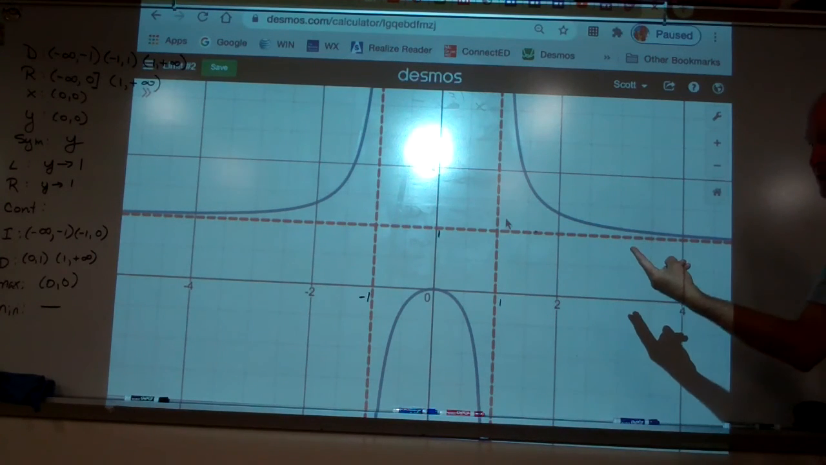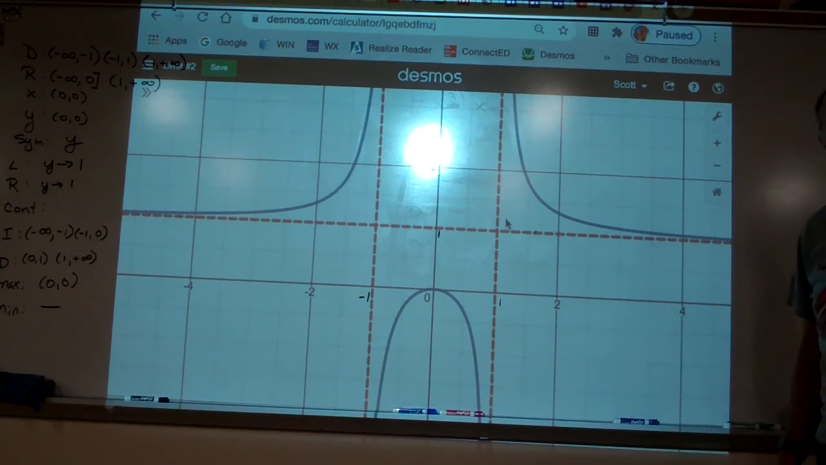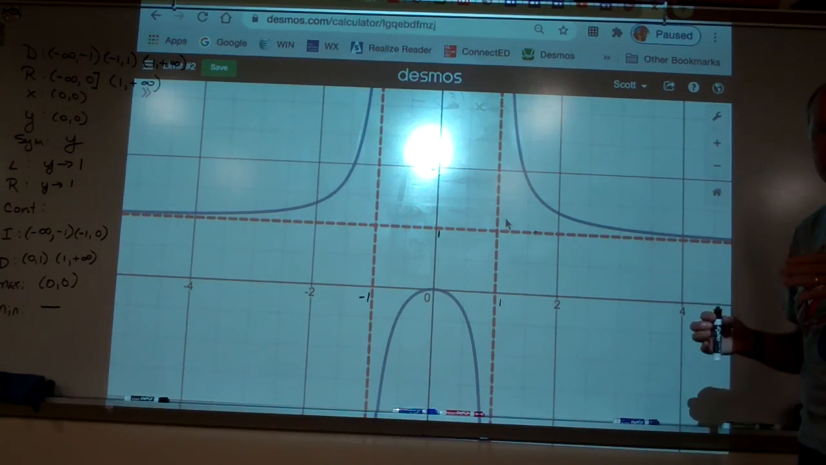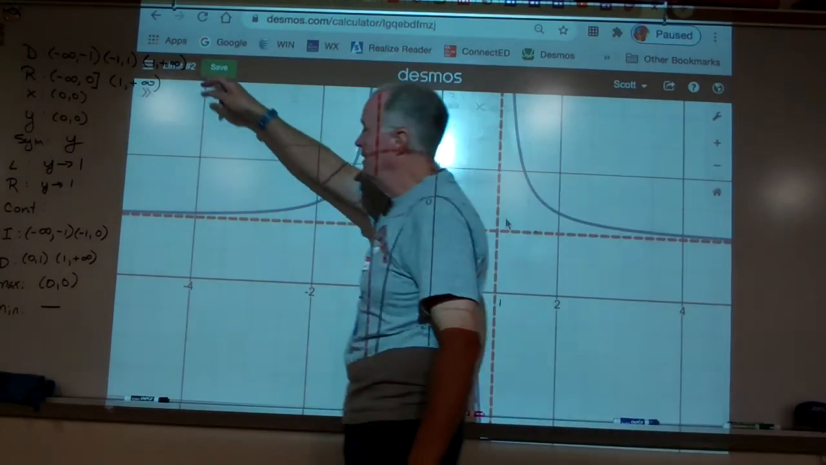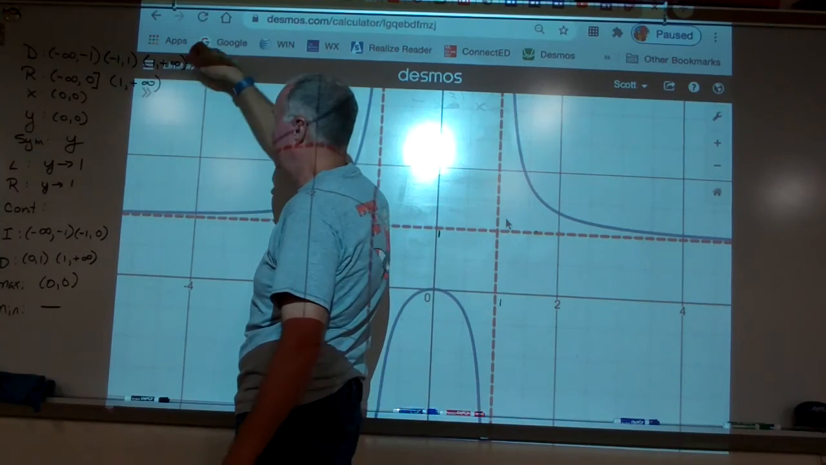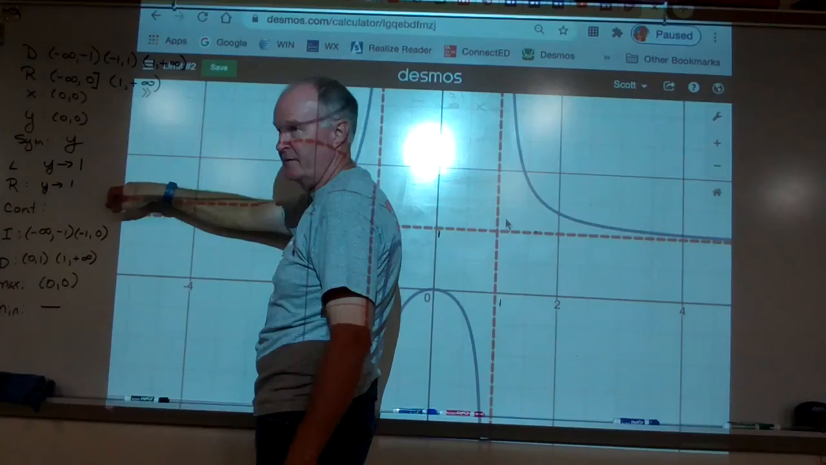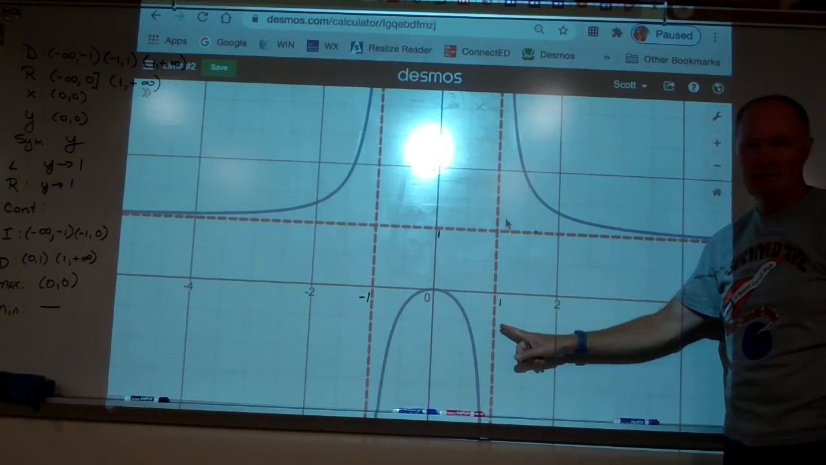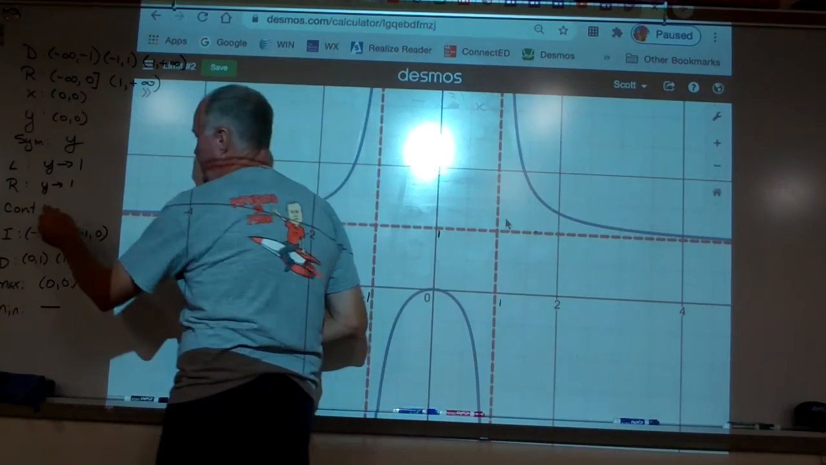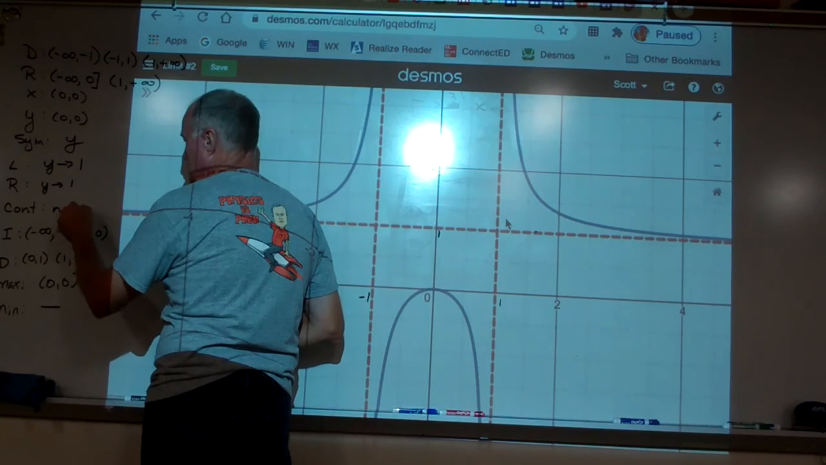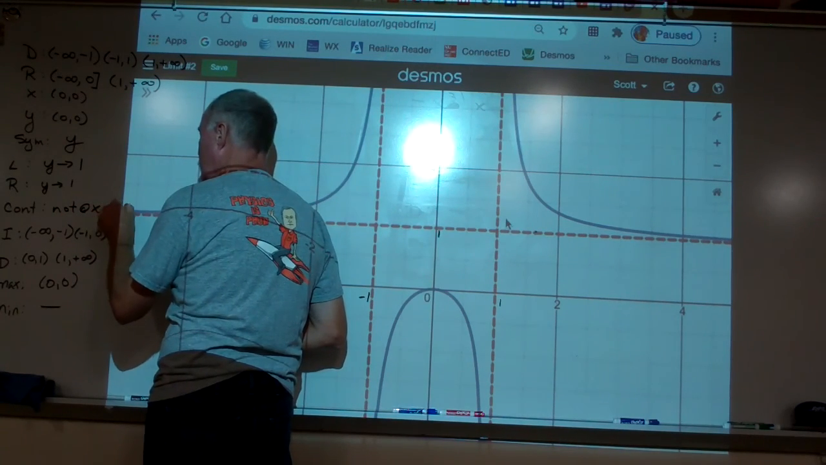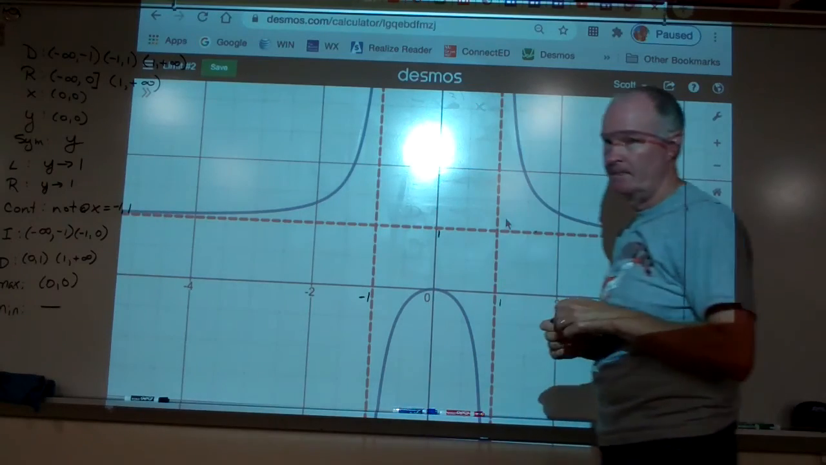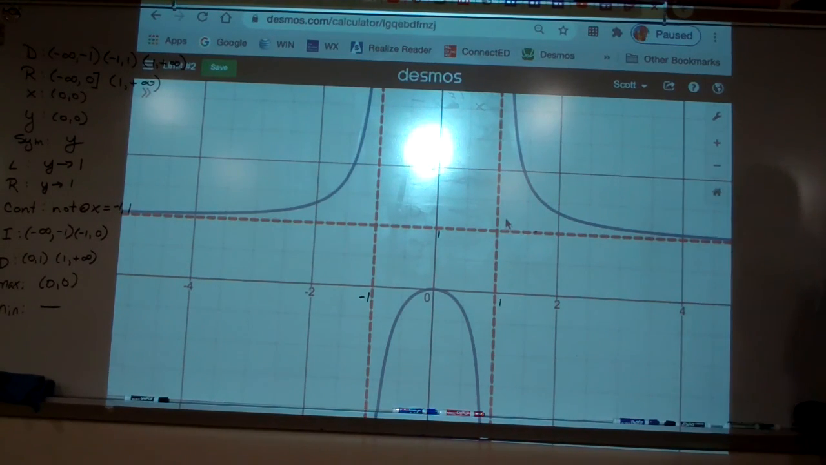Continuity. Is that thing continuous? No. Where? What x values did you have to pick up your pencil? Usually the domain, and these guys are going to be very similar, if not exactly the same. Which 2 x values? -1 and +1. So not continuous at x equals -1 and +1. And there you go. That's a quick and dirty on all of those. That's one of those.